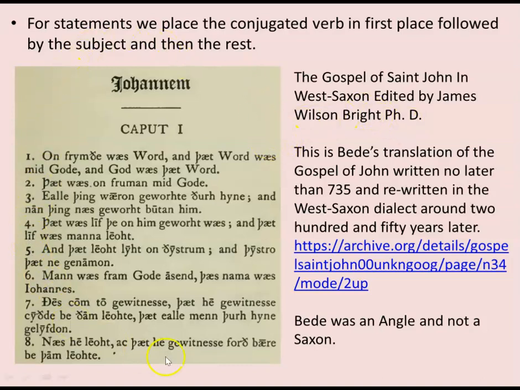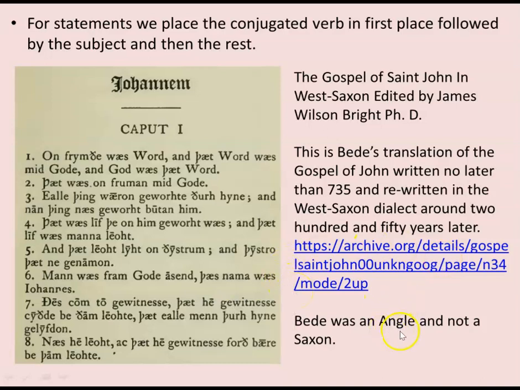Here's a screenshot from chapter 1 of the Gospel of John. I just want to look at the first 8 verses, but I'm actually going to do 9. I added one in as I was making it, so there's actually going to be 9 here. I haven't shown the 9th, but you'll see it later on. Now this is Bede's translation of the Gospel of John, written no later than 735, and then rewritten or translated into the West Saxon dialect around 250 years later. And this is the link here, which I'll include in the description below the video.